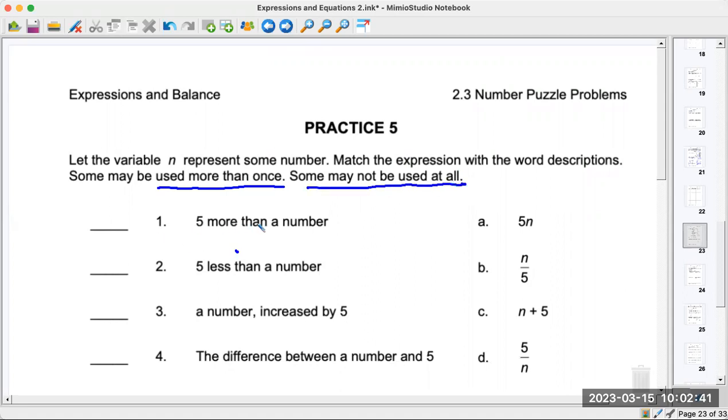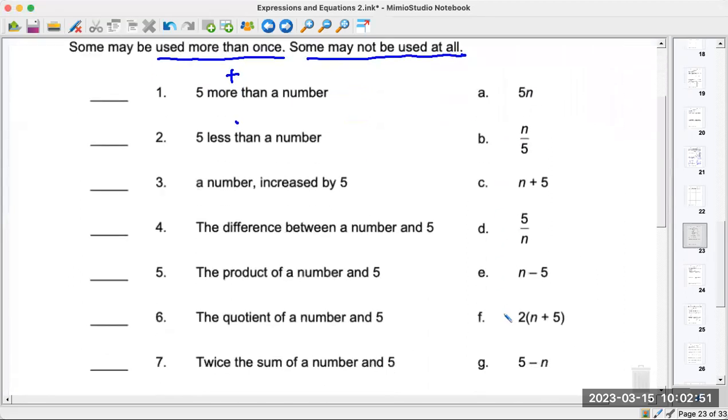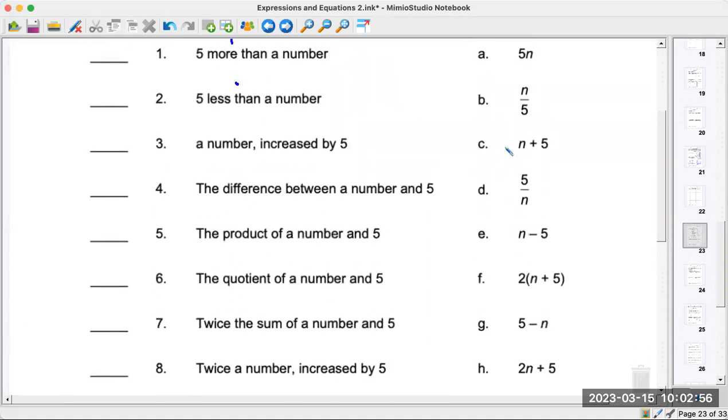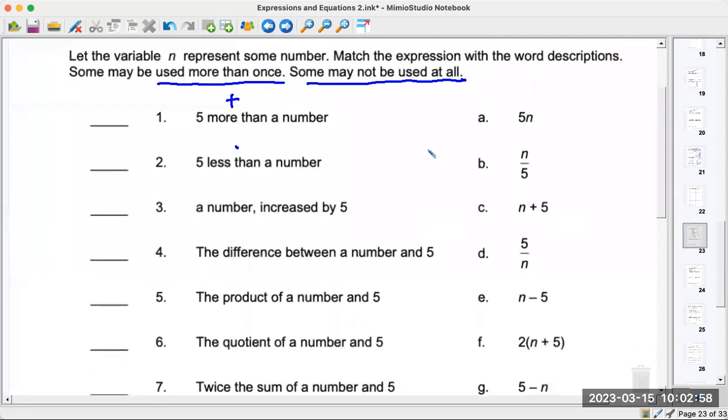Okay, 5 more than a number. It's plus. More than means plus. So go over there. 5 plus a number. Where do you see it? Which one says 5 plus a number? It's C, right? N plus 5. So that would make it C.